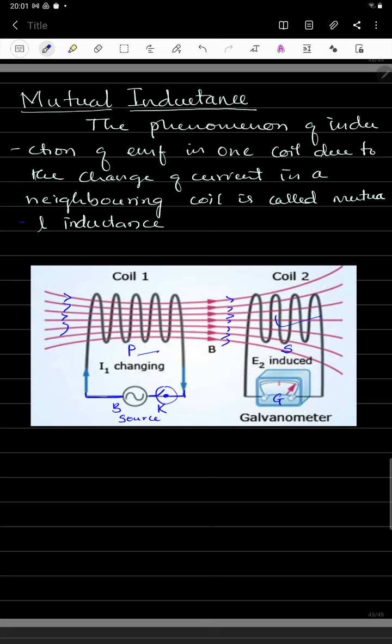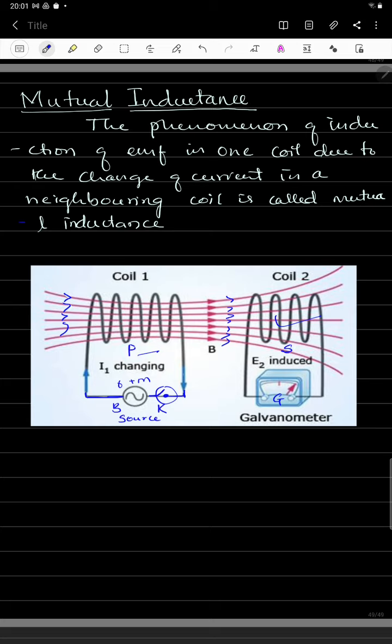When the tap key is pressed in the primary coil, the current flows through the circuit, and the current in the primary coil increases from zero to maximum.